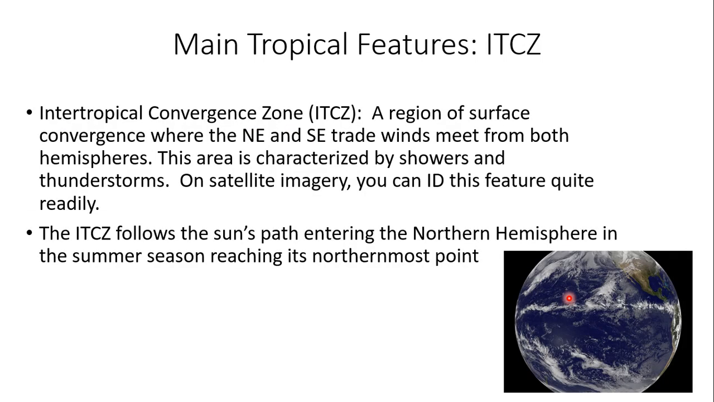All right, so now let's get into a discussion on some of the main tropical features that we see. The first thing we're going to talk about is the ITCZ, the Intertropical Convergence Zone. This is a region of the Earth where you see surface convergence coming together from the northeast and the southeast trade winds, where they meet from both hemispheres. This area is characterized by showers and thunderstorms, and on satellite imagery, you can actually identify this feature quite readily.